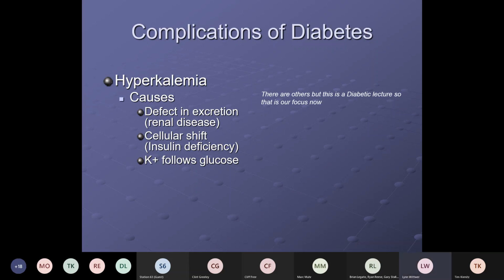So there's a cellular shift. Potassium has followed glucose out of the cell into the blood, into the serum, and you have now hyperkalemia of the serum, and then you can't excrete it renally. So this gets worse and worse. Remember the basic rule: potassium always follows glucose. So if you can facilitate glucose to go into the cell, you can move potassium in there, or use other things to move potassium into the cell.